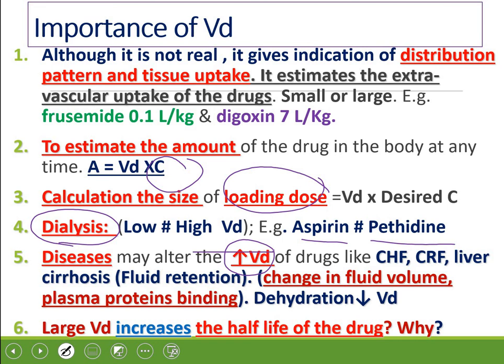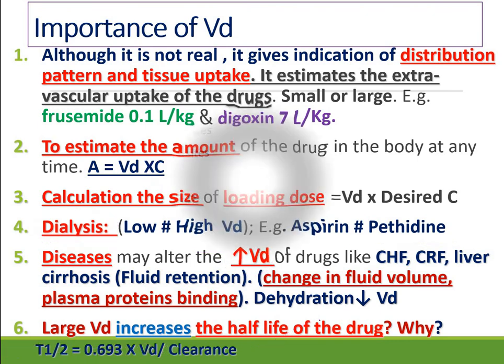Therefore a large volume of distribution increases the half-life of the drug, and that could be the reason that we consider the volume of distribution a very important parameter. Remember, it is related to the clearance of drugs, and clearance is the amount of plasma cleared per minute, and this is how volume of distribution is related to it. So the higher the volume of distribution, the lesser the clearance, and vice versa.